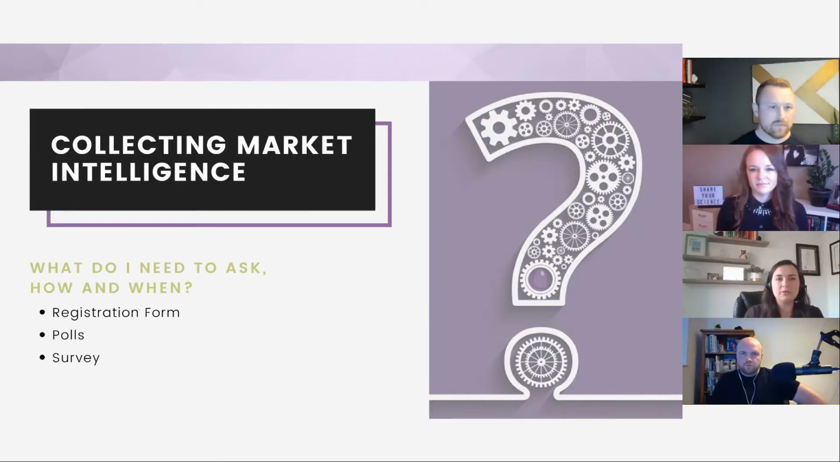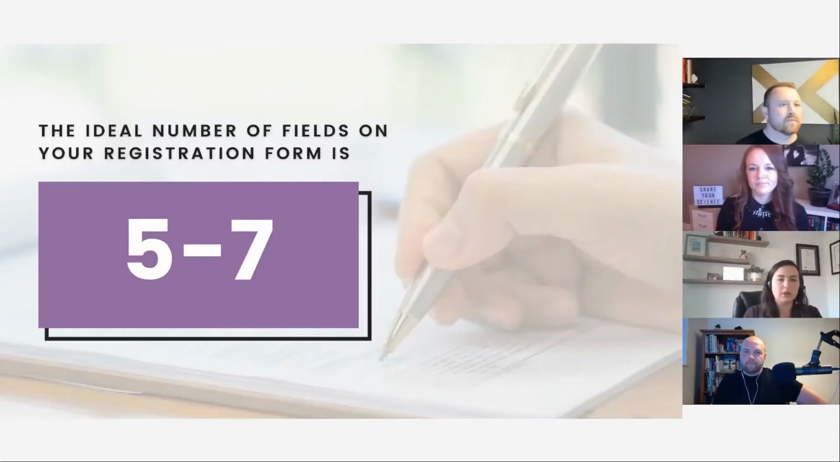So you can gather this information before the webinar using your registration form, during the webinar using polls, and after the webinar using a survey. So we'll get started with the registration form. Based on a 2020 survey, registration forms are most effective and most filled out if they have 5 to 7 fields after name and email.